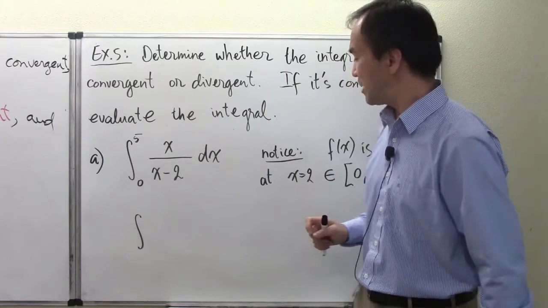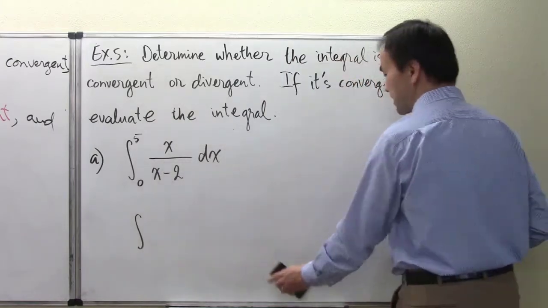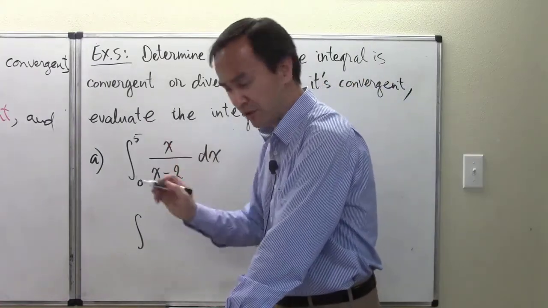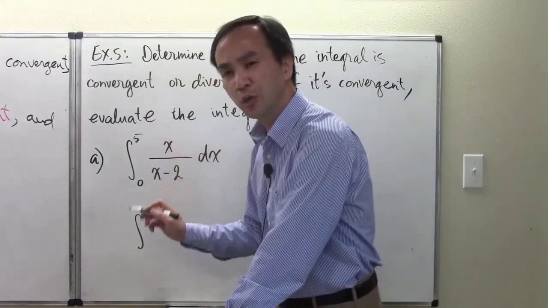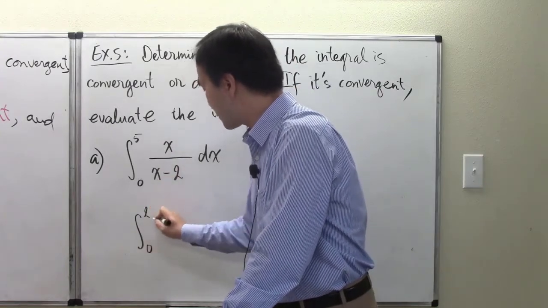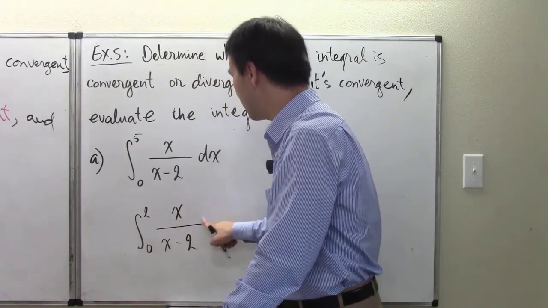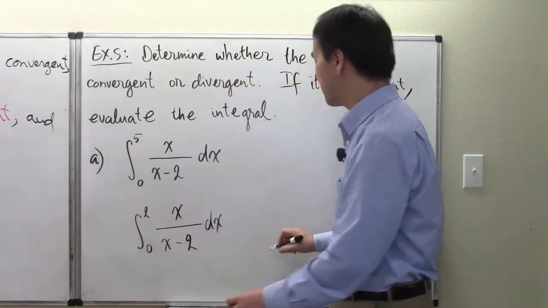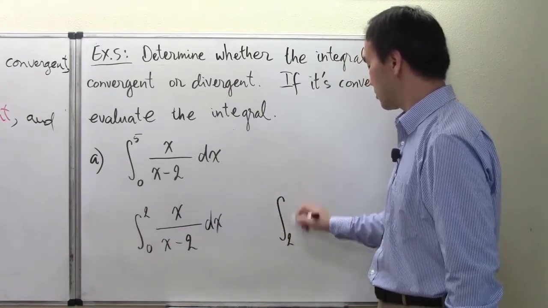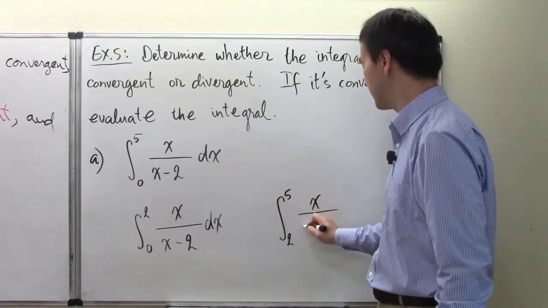And so due to that reason, after what we noticed there, now I'm going to have to erase to make more space for myself. Now we're going to break it up as a definition. I'm going to separately consider the following two improper integrals. One of them is from 0 to 2 on x over x minus 2. And I'm going to separately consider another one from 2 to 5 on that function.